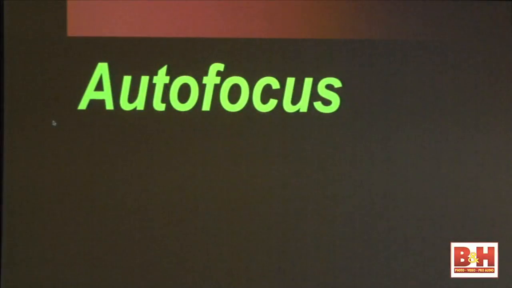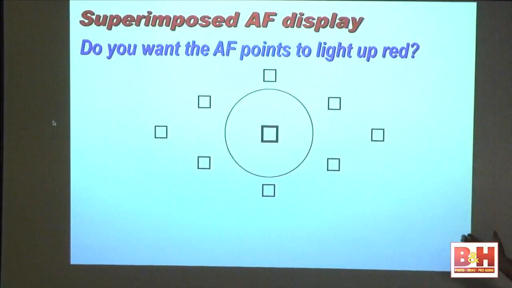Autofocus. You've got a lot of functions that deal with autofocus in your cameras. Again, depending on the camera, you may have some of these, you may have all of them, it varies. You may see one under your group of autofocus custom functions called superimposed display. This is one of those that can have you scratching your head saying, what in the heck do they mean by that? Basically, it's do you want the AF points to light up red in your viewfinder or not? If your camera has it, it just means you want the points to light up red when they're being used. If you find it distracting, you can turn it off.